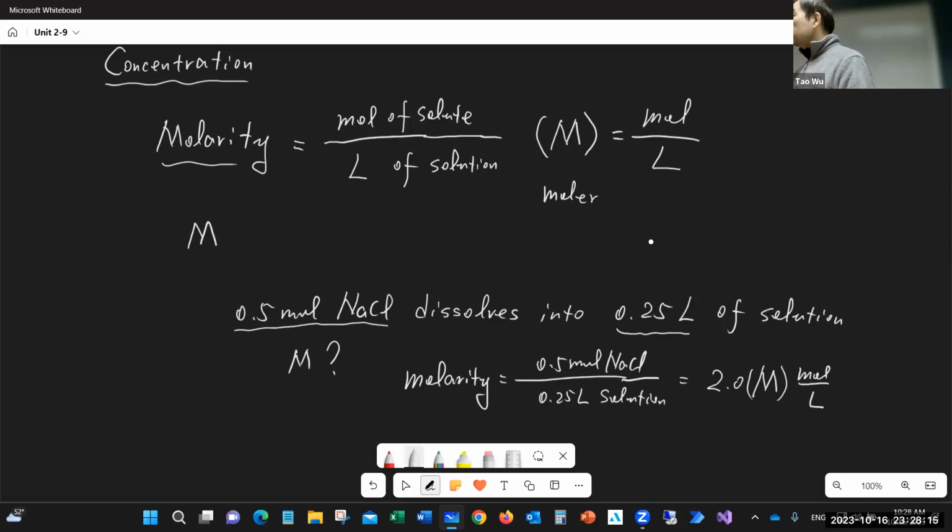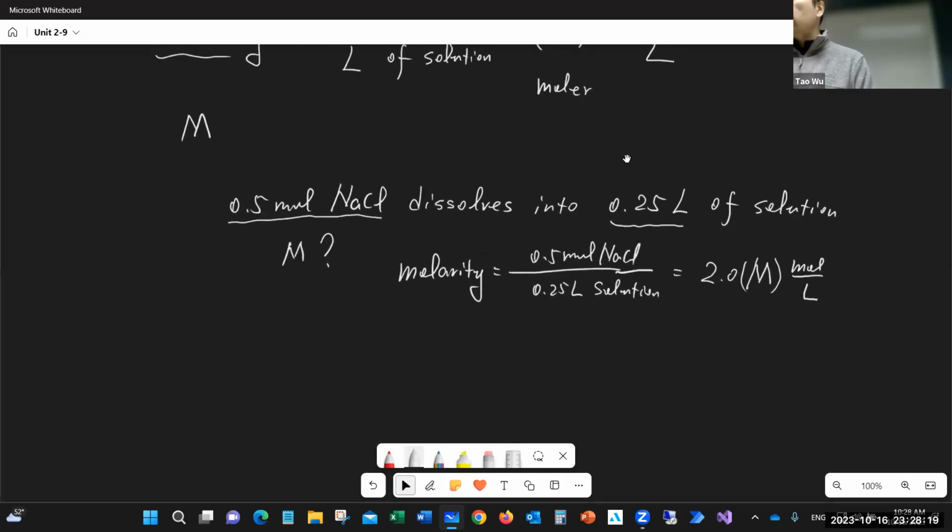That makes sense, right? So we have 2.0 mole of sodium chloride. That is already pretty high for the concentration. That's pretty salty, I think. This should be very salty. But when you do the concentration, you see we're using mole over liter. We're not using gram or mass, right?